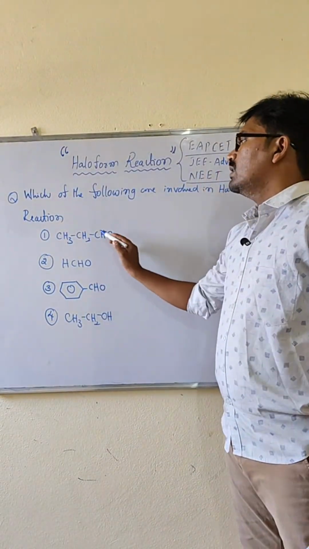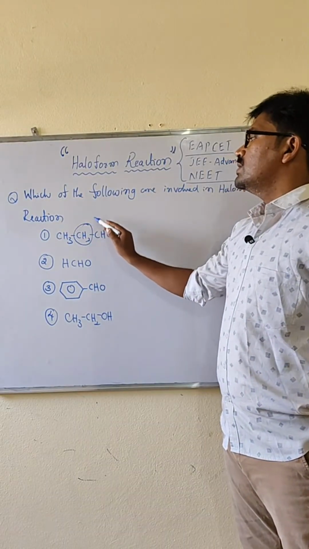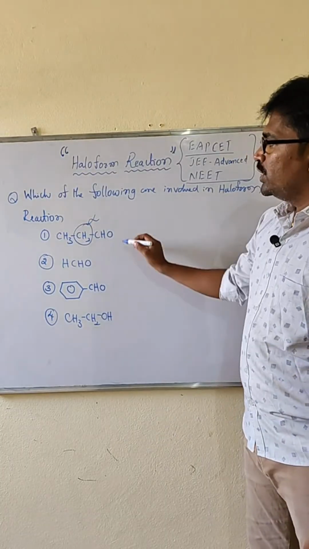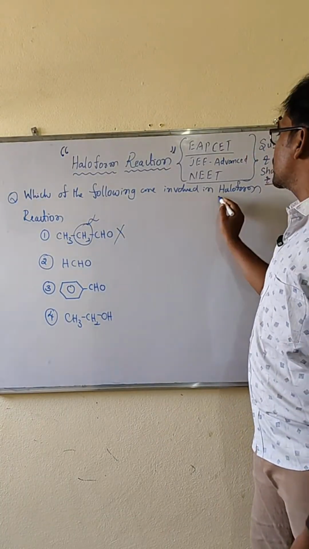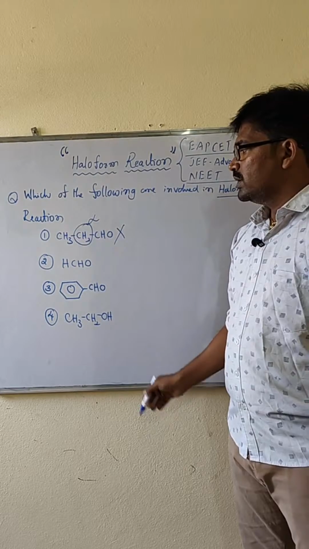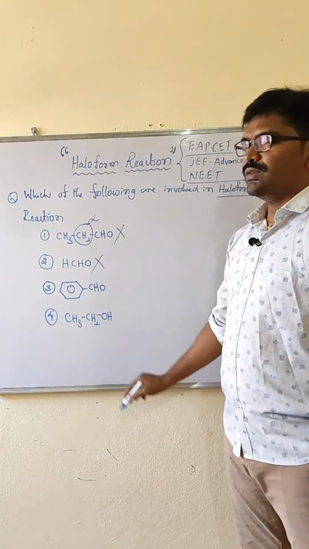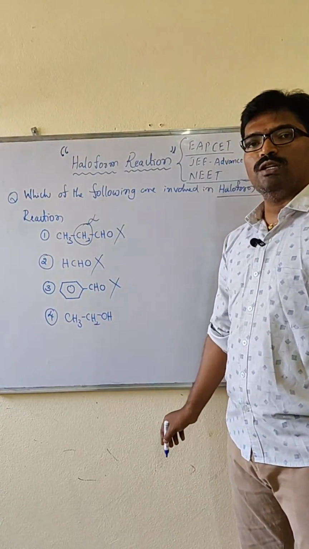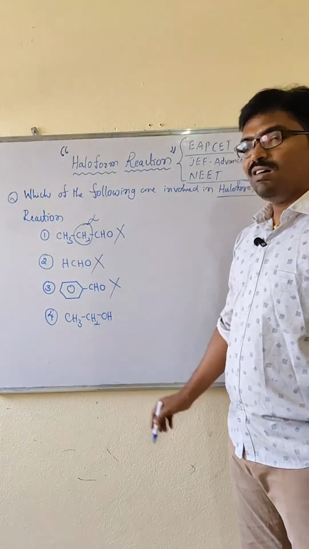Sir, here this is the alpha position. In the alpha position only 2 hydrogen atoms are there. So it won't be involved in the haloform reaction. Here also there is no alpha methyl group, so it is not involved in the haloform reaction. So this is alcohol.